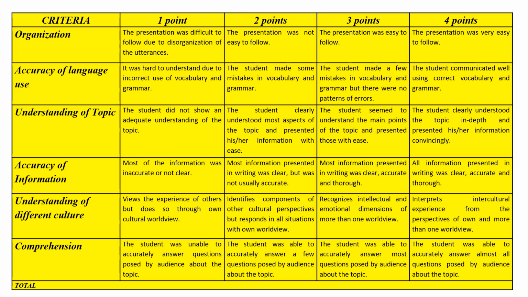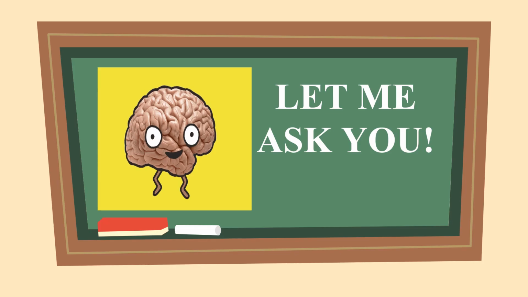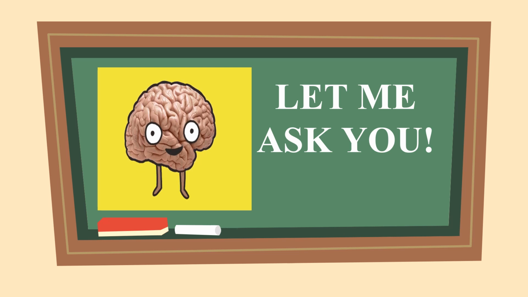The rubrics for assessment is presented below. So you have here the criteria, namely organization, accuracy of language, understanding of topic, accuracy of information, understanding of different culture, and of course, comprehension, and the corresponding points that you will get if you adhere to this criteria. So, is the rubrics clear? I guess it's clear.